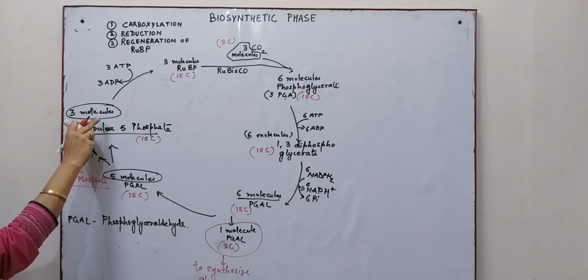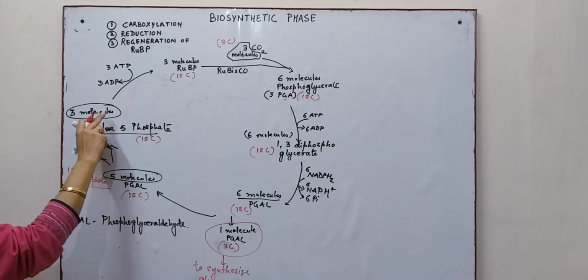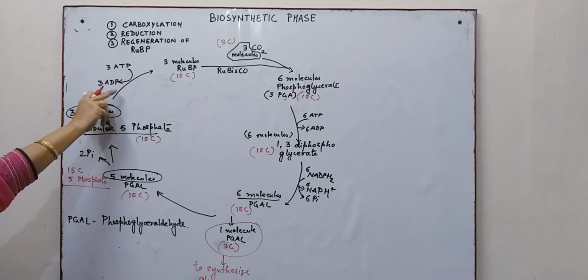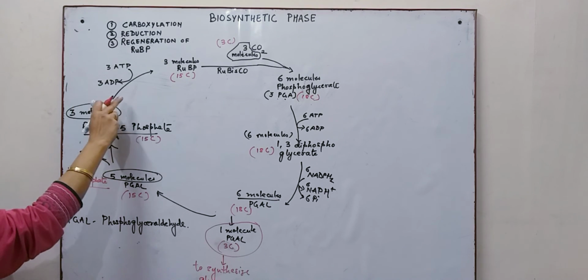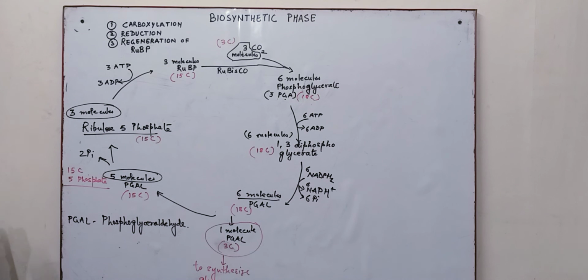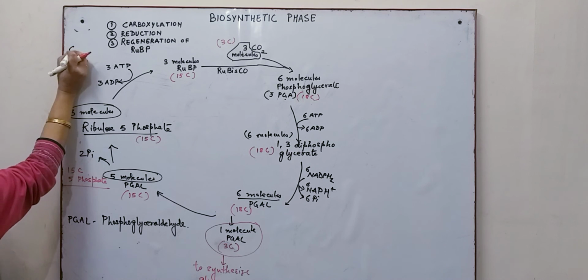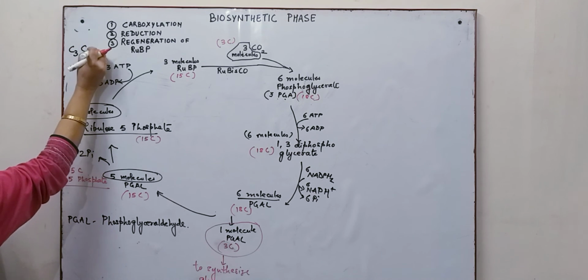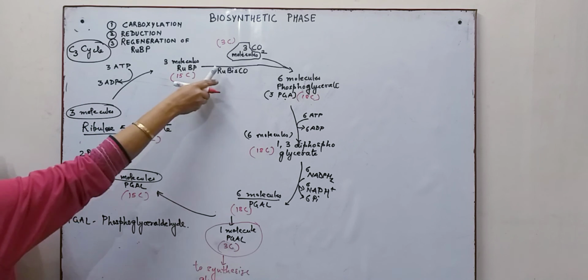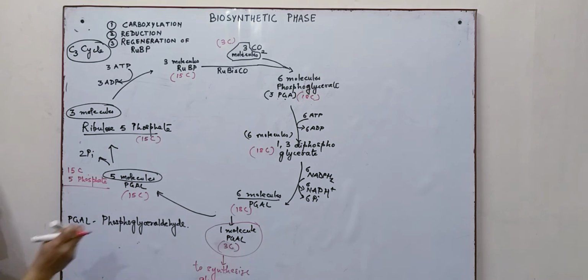So 3 molecules are produced and they undergo phosphorylation with the help of ATP, which changes into 3 ADP, and we get 3 molecules of RuBP. Now, this cycle is also referred to as the C3 cycle. Why are we calling it the C3 cycle? Because the first stable compound formed after the combining is a 3 carbon atom compound.